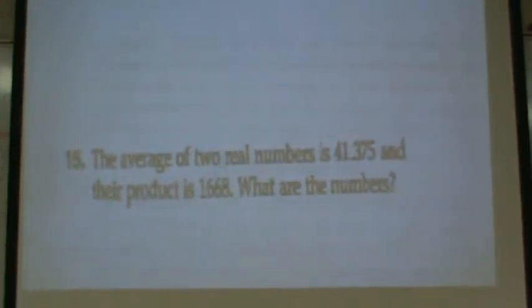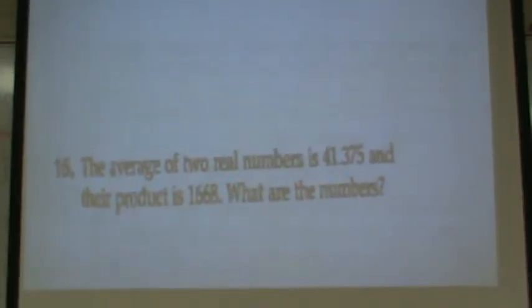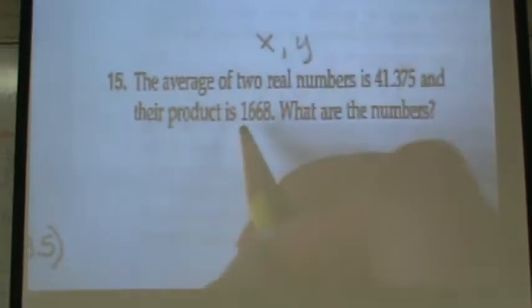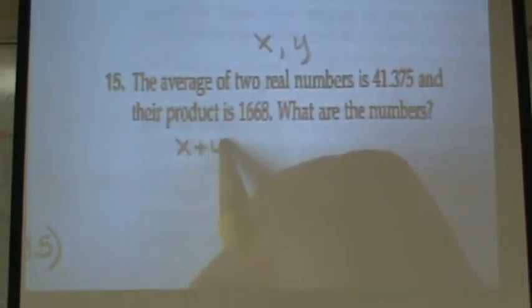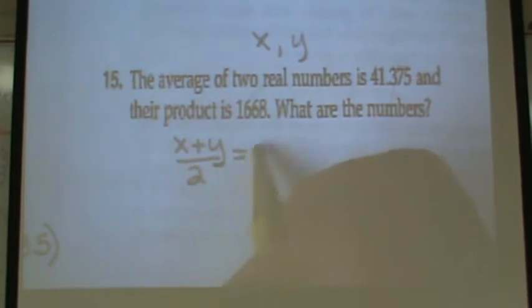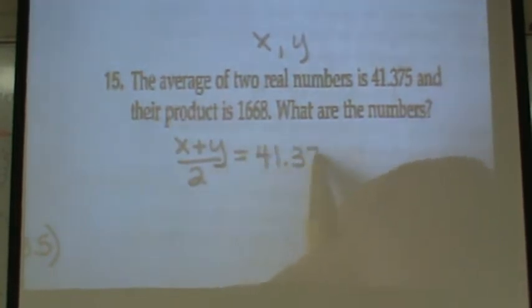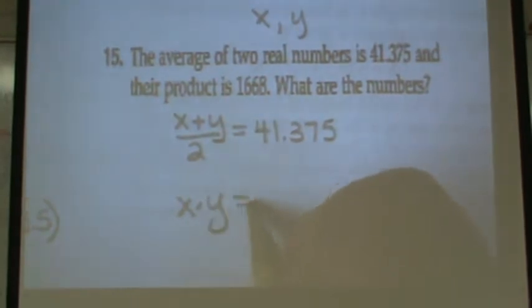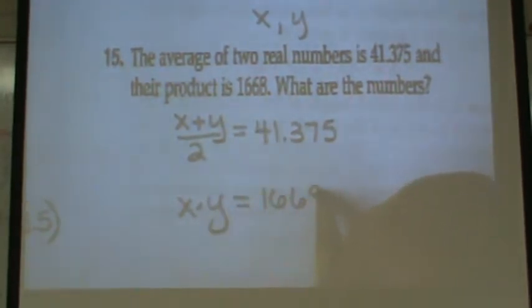Number 15 says the average of two real numbers is 41.375 and their product is 1668. What are the numbers? If we call the numbers x and y, the average of the two numbers, (x plus y) divided by 2, is 41.375. And their product, x times y, is equal to 1,668.